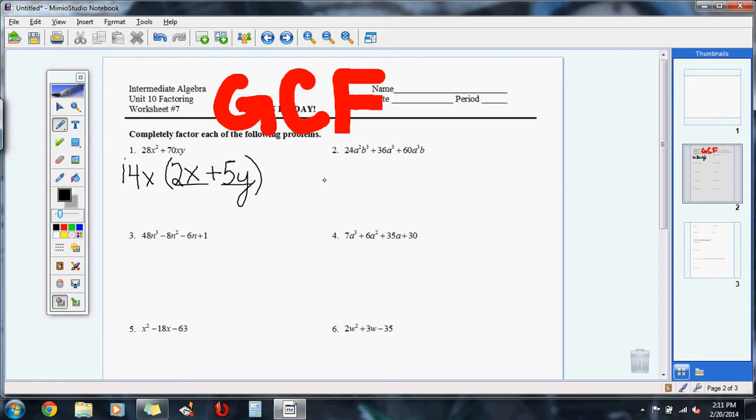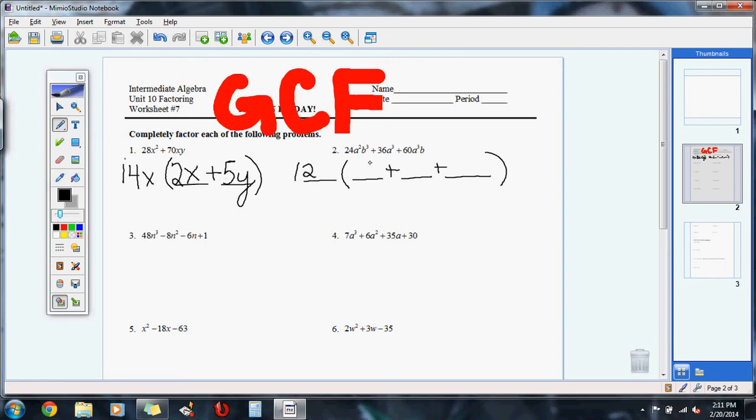Okay, moving on to number 2, we're going to have a GCF, and then we're going to have a blank plus another blank. So now we need to find the biggest number that goes into 24, 36, and 60. Well, I look at the smallest number, 24. 24 does not go into 36. The next biggest factor of 24 is 12. 12 does go into each of those numbers. So I know right then that I'm going to take a 12 out.